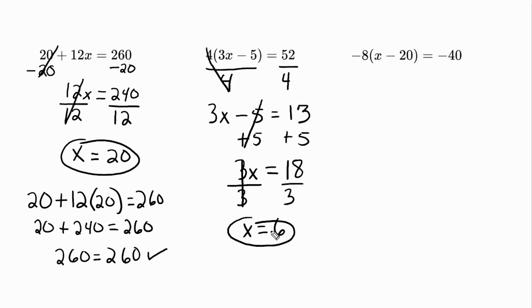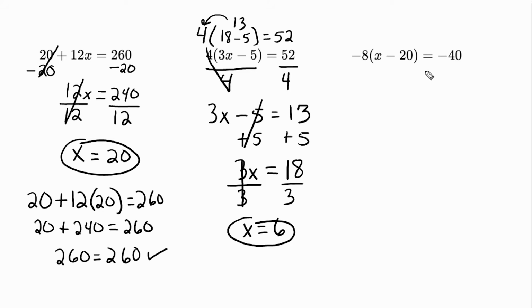And once again, let's verify our answer by plugging 6 into x of the original equation. So we're going to write 4 times 3 times 6, which we can do mentally. That is 18 minus 5, and see if that is equal to 52. 18 minus 5 is 13, and 13 multiplied by 4 is 52, which confirms that x is equal to 6.